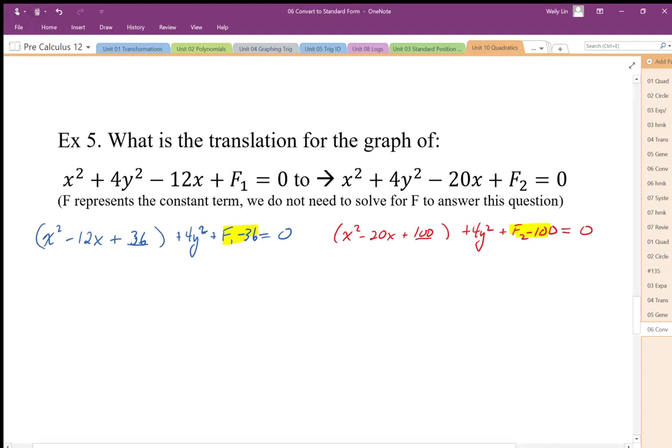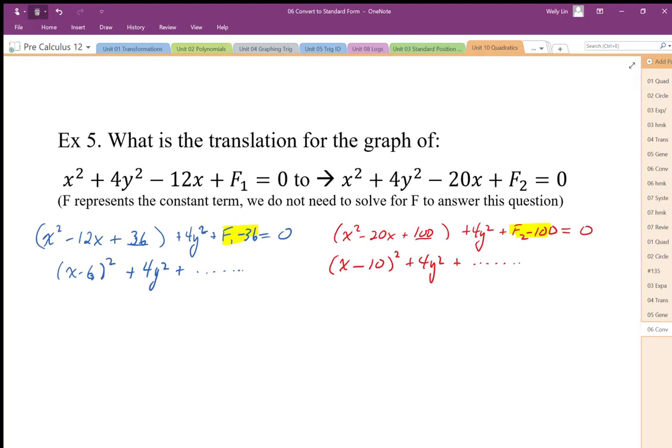So here I'm going to complete the square. I know my center is at plus 6, plus dot dot dot, right? We don't really care what's going on after that. Over here, we're going to end up with x minus 10 squared plus 4y squared. Everything else after that we can't really use anyway, so I'm just going to go dot dot dot. If you want, you can keep track of it, and there's nothing wrong with that. But what's relevant is here to here.